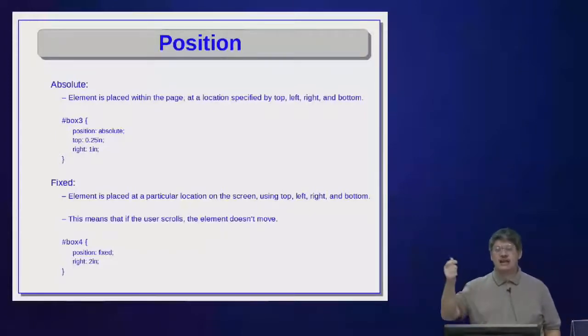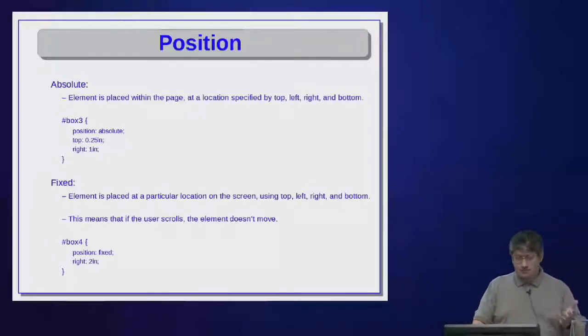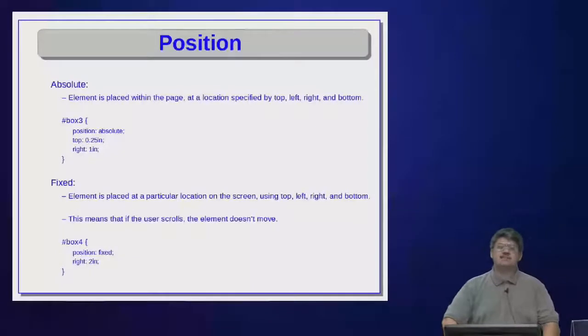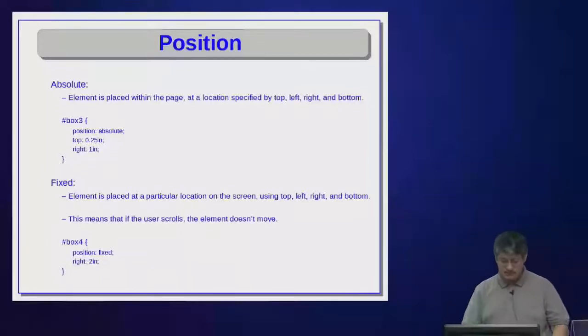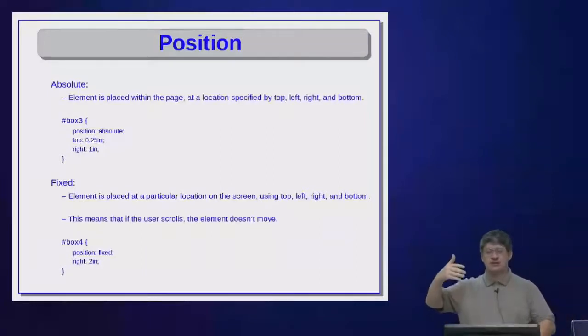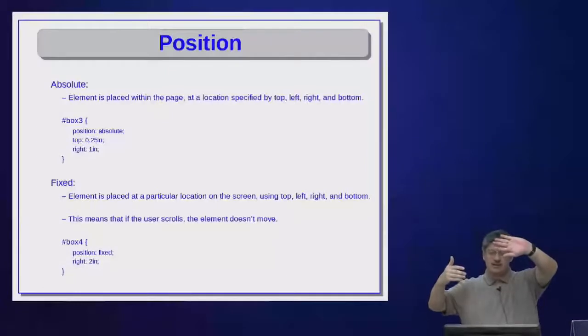Absolute positioning positions things within the page. Now keep in mind that I can scroll a web page, and so if I've used absolute positioning to place something, when I scroll it might disappear off the top of the page. I might scroll past it. That's probably what I want. However, sometimes it's nice to position things relative to the screen rather than to the page that's being displayed on the screen. And that's what I can use fixed positioning for. If I use fixed positioning, the element's going to be placed at a particular location on the screen using the top, left, right, and bottom properties. So what this means is that if the user scrolls the page, the fixed element doesn't move. It stays right where it is.